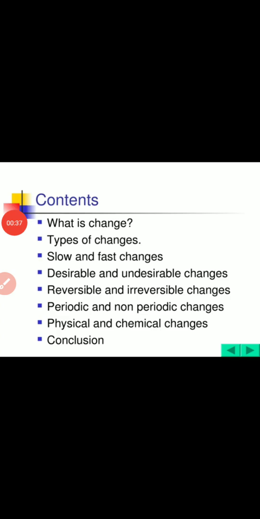So dear children, these are the contents of today's video: what is change, types of changes, slow and fast changes, desirable and undesirable changes, that is predictable or unpredictable changes, reversible and irreversible changes, periodic and non-periodic changes, physical and chemical changes, and at last, the conclusion.